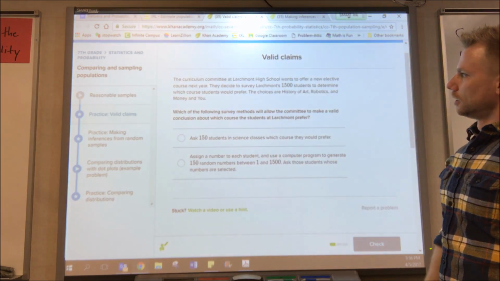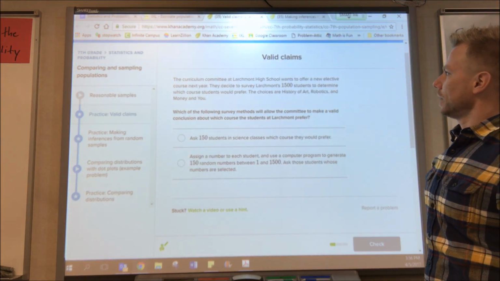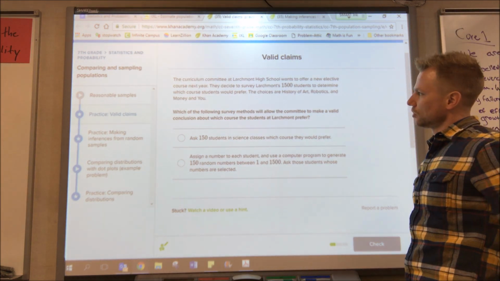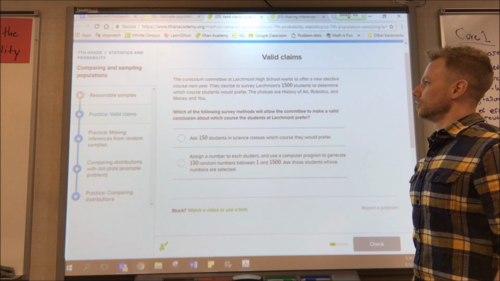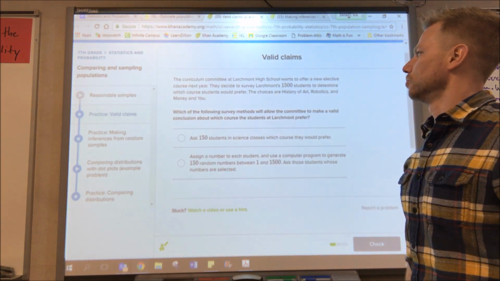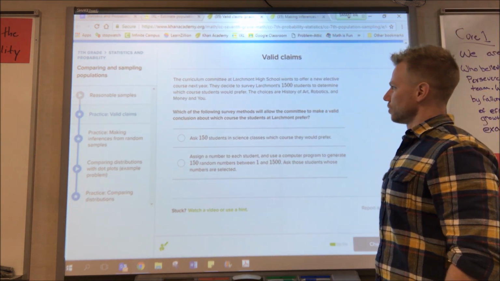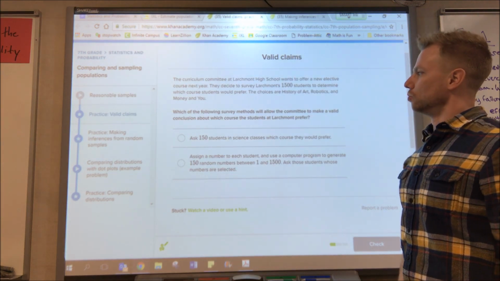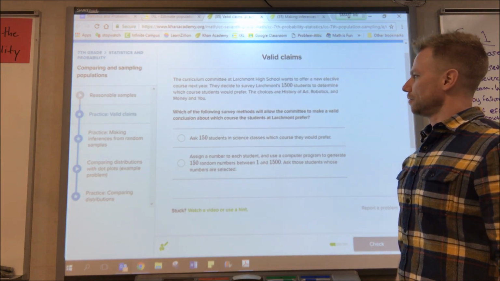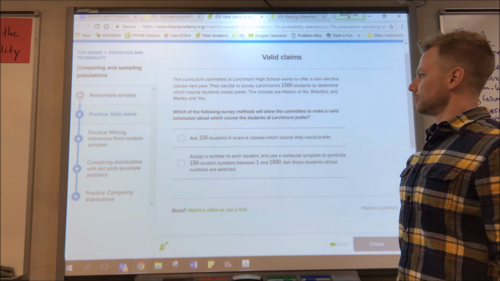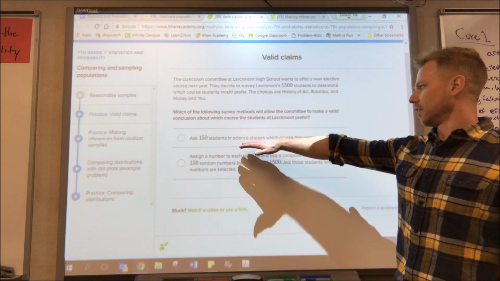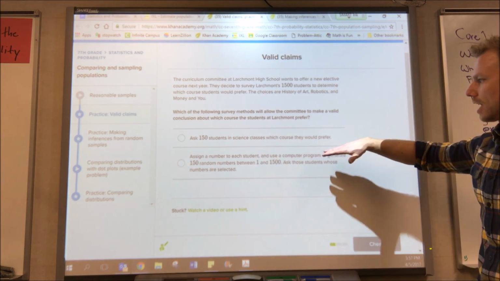Good. The curriculum committee at Larchmont High School wants to offer a new elective course next year. They decided to survey Larchmont's 1,500 students to determine which course students would prefer. The choices are history of art, robotics, and money and you. Which of the following survey methods will allow the committee to make a valid conclusion about which courses the students prefer? Ask 150 students in the science class.